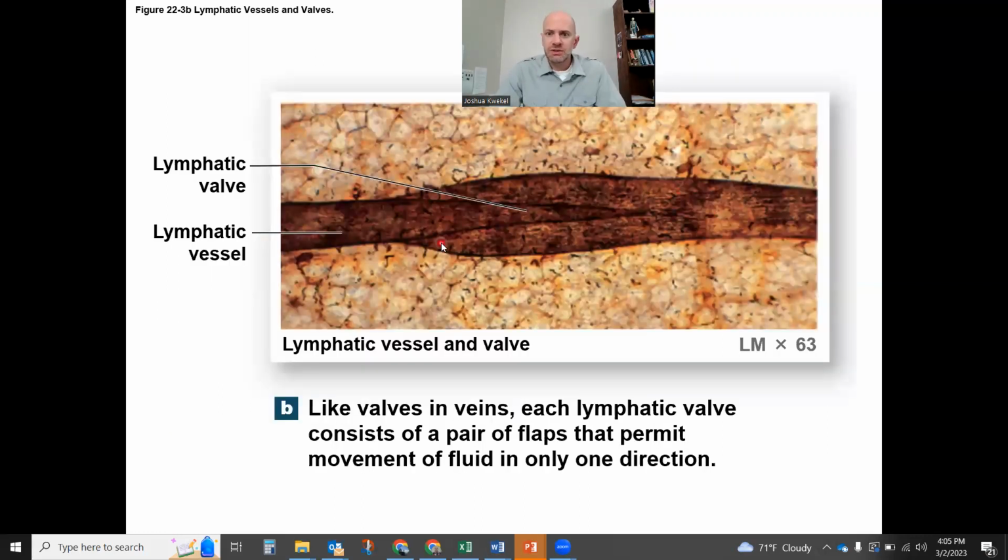Okay, here is a picture of an electro micrograph showing the lymphatic valve. This little V shape like this is showing you the structures that allow one-way movement of lymph through the lymphatic system.